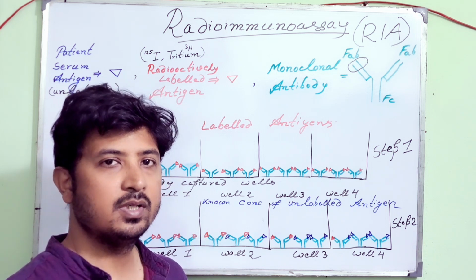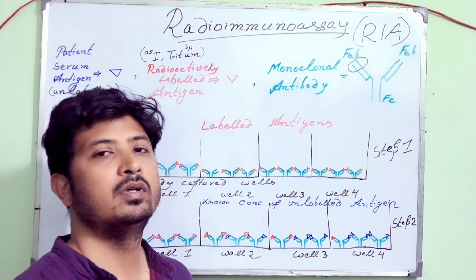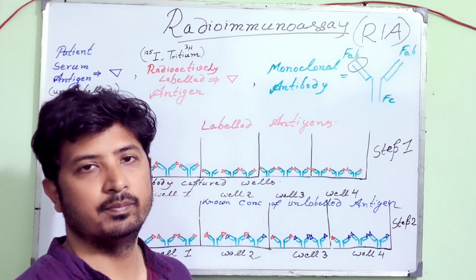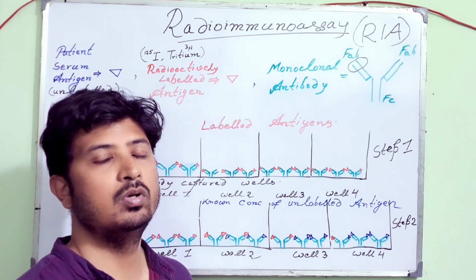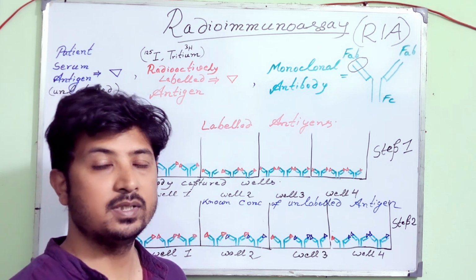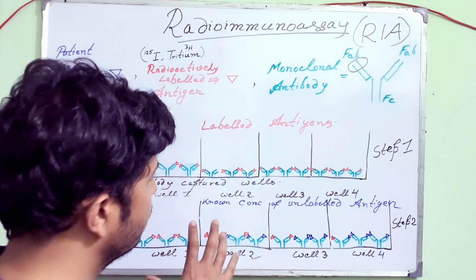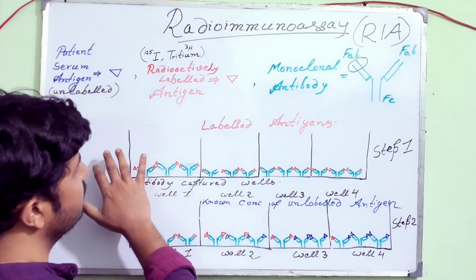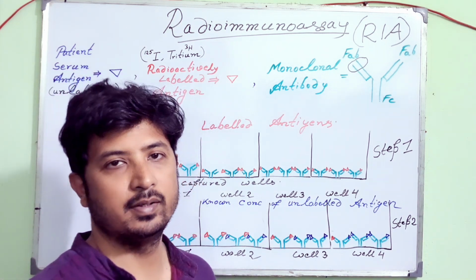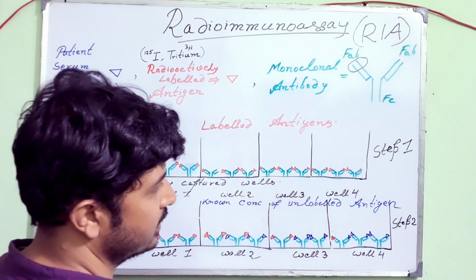I am trying to say here, you have to take a number of wells in a row to form the standard curve. Without a standard curve, we will not be able to estimate the actual concentration of the serum antigen. So suppose I have drawn here 4 wells. Suppose this is the first row of a microtiter well plate. In the first row I have taken 4 wells.